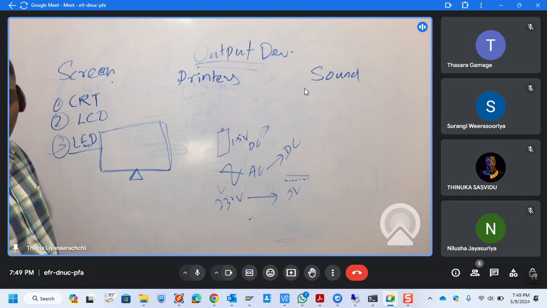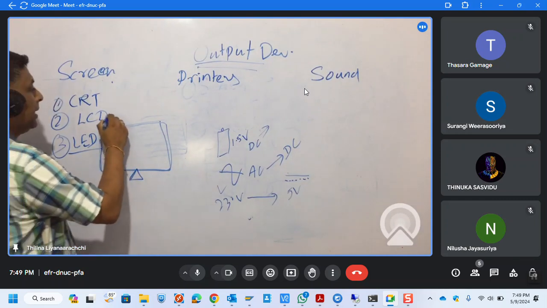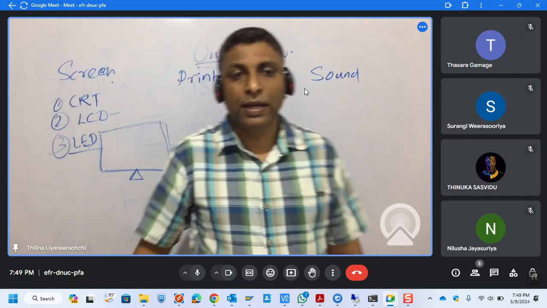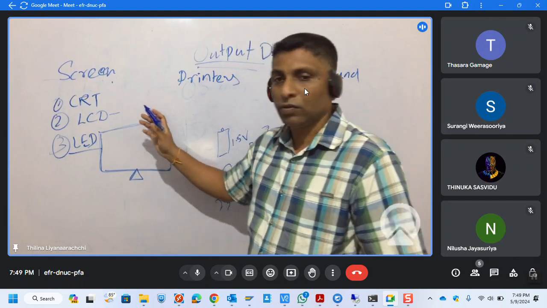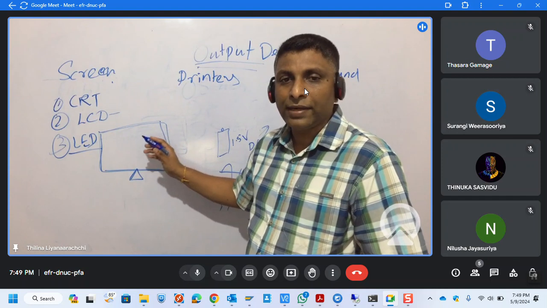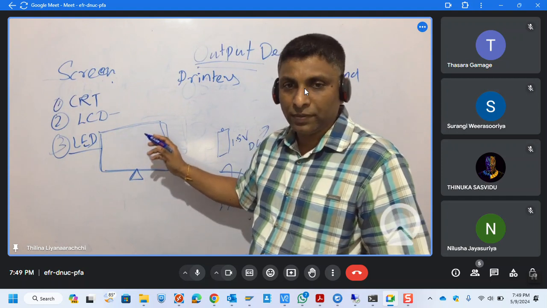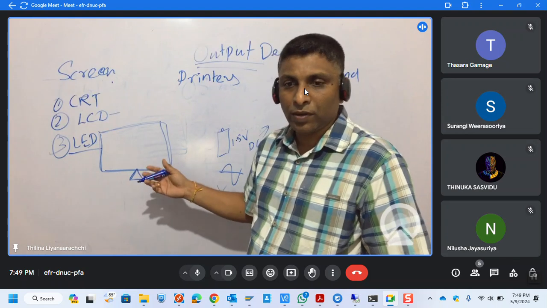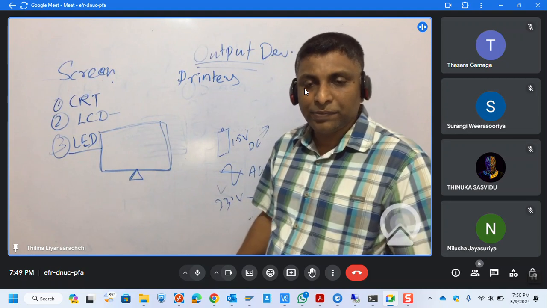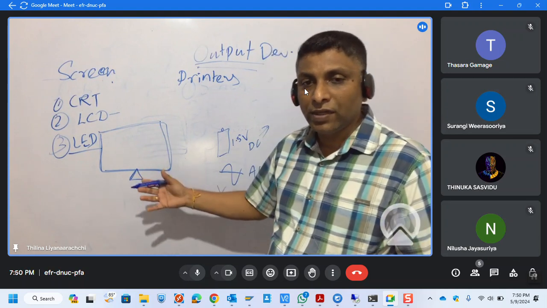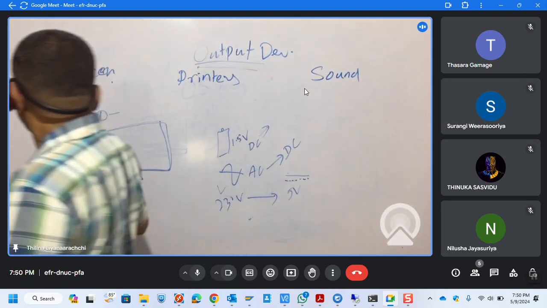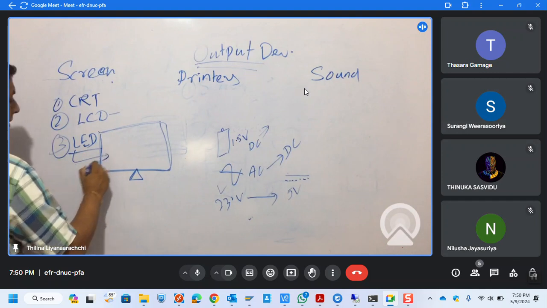So basically, LCDs use polarized materials, that's the technology they use. LEDs, right? Light emitting diodes. So LED is now very popular, right? Even your mobile screen, your computer, laptop screen, TV, right? Almost all the devices nowadays come as LED devices, right?